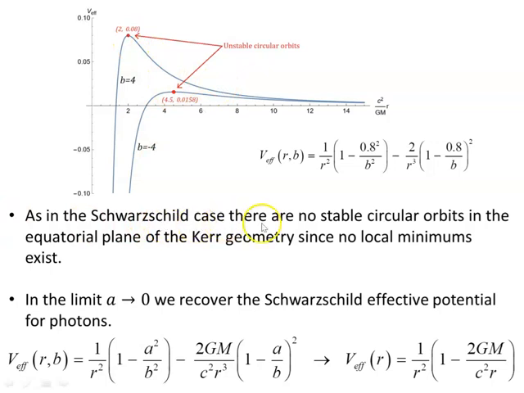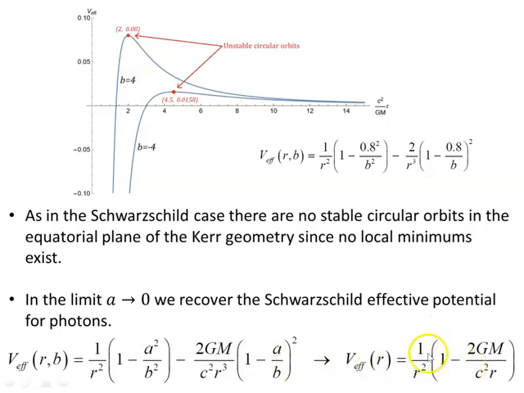Now, as in the Schwarzschild case, there are no stable circular orbits in the equatorial plane of the Kerr geometry, since no local minimums exist. Now, in the limit that a approaches 0, as the spin of the black hole approaches 0, we recover the Schwarzschild effective potential for photons. So in the limit a approaches 0, it becomes this object here.